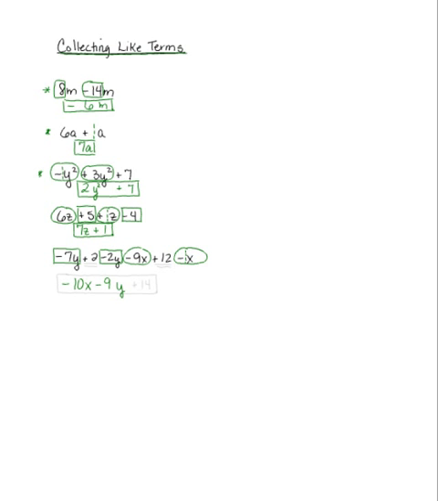Last but certainly not least, I'm going to underscore the +2 and the +12. Those are the numbers that don't have letters. They are like terms because they are both constant terms, we call them. So if I have 2 and I add 12 to it, I have a total of 14 constants. So my answer is going to give me -10x minus 9y plus 14. And that is my solution.